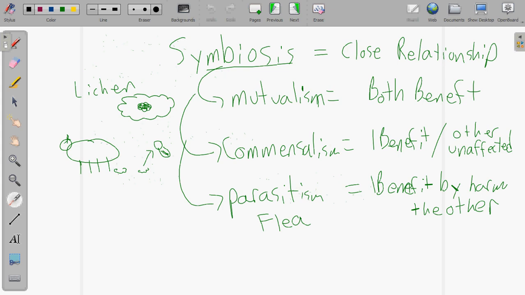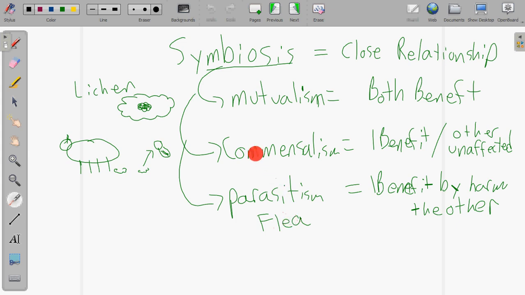Types of symbiosis. Okay. Symbiosis just means close relationship. So mutualism is a type of symbiosis where both parties benefit. Commensalism is also a type of symbiosis, but in commensalism, one organism benefits and the other is not affected. Parasitism is where one organism benefits by harming the other. So tapeworms, intestinal worms, fleas, ticks, mosquitoes, they are parasites. They benefit by harming another organism.